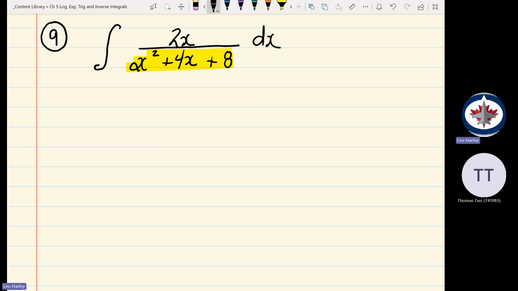So if you don't like a problem, change it into a problem that you do like. So can we take the top and say 2x plus 4 minus 4?